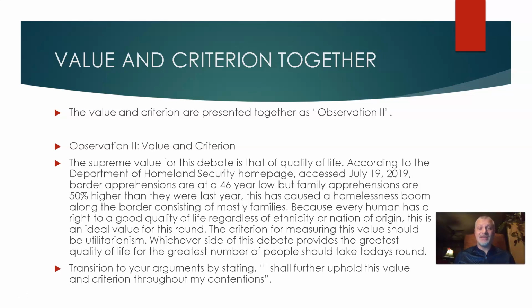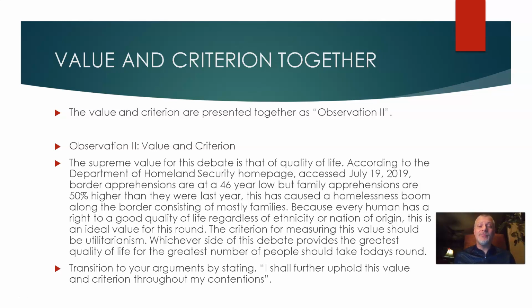And it would read as follows. Observation 2, value and criterion. The supreme value for this debate is that of quality of life. According to the Department of Homeland Security homepage, accessed July 19, 2019, border apprehensions are at a 46-year low, but family apprehensions are 50% higher than they were last year. This has caused a homelessness boom along the border consisting of mostly families. Because every human has a right to a good quality of life regardless of ethnicity or nation of origin, this is an ideal value for this round.